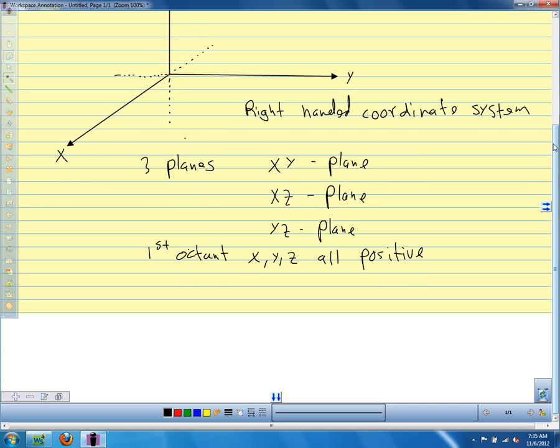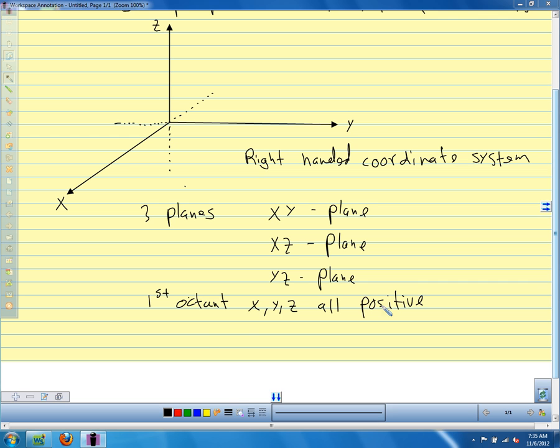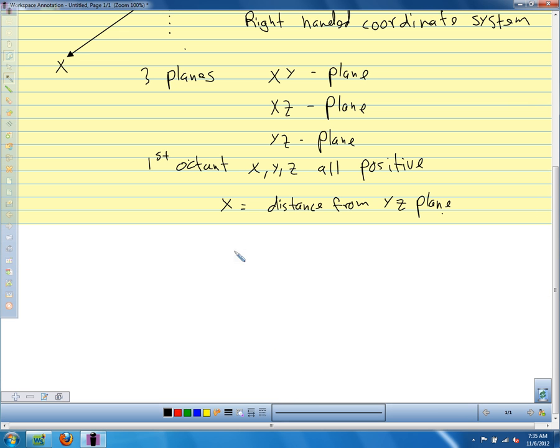When we're working in a three-dimensional coordinate system, we can say our x coordinate, x, is the distance from the yz plane. It'll be convenient to talk about x, y, and z this way for various kinds of problems. y is the distance from the xz plane, and z is the distance from the xy plane.